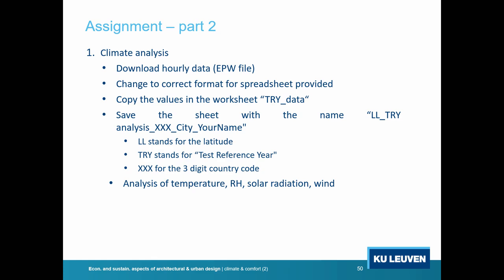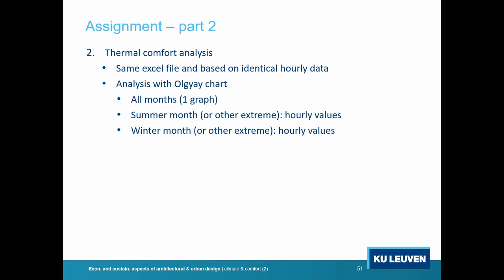Then you will look at all the graphs and integrate these in the paper, both on the climate analysis and the thermal comfort analysis. So it's the same Excel, so it's all the same input, just another output chart that you need to look at. So look at all months, and then look at some extremes, either a summer month and a winter month, or a cold or a dry month and a wet month. It's a bit up to you. If there are no two extremes, you just justify that you're only looking at one extreme because there's only one.